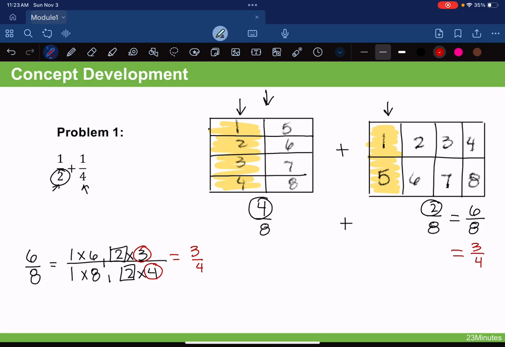Because with adding and subtracting, your denominators, which is your bottom number, must be the same in order for you to add and subtract. I cannot come here and say 1/2 equals 2/6. That does not work that way with adding and subtracting with fractions. My denominators have to be the same in order for me to add or subtract.